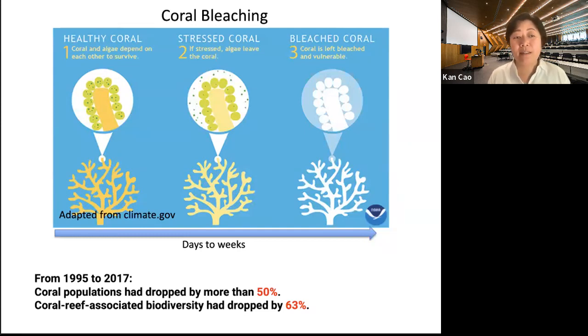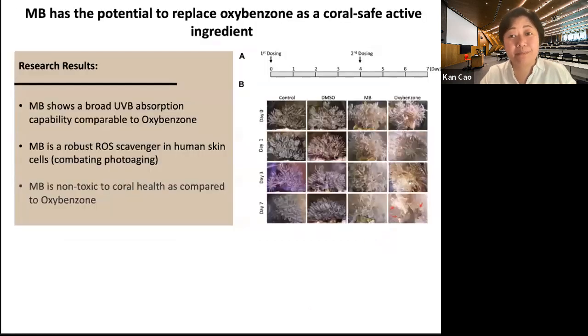So in fact, there are some bans on beach locations on sunscreen with oxybenzone, which I already mentioned is harmful for the coral reefs. Based on our knowledge of methylene blue as an effective ROS scavenger and also an aquarium-safe reagent, and its function in mediating DNA damage repair, which I didn't talk about, I hypothesize maybe methylene blue has the potential to replace oxybenzone as a coral-safe active ingredient in sunscreen.